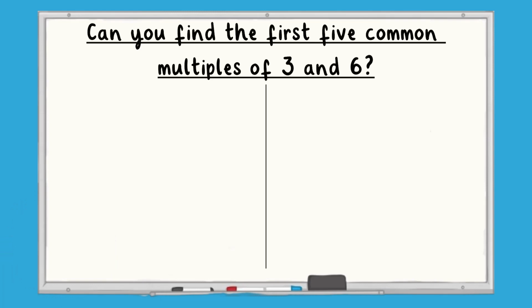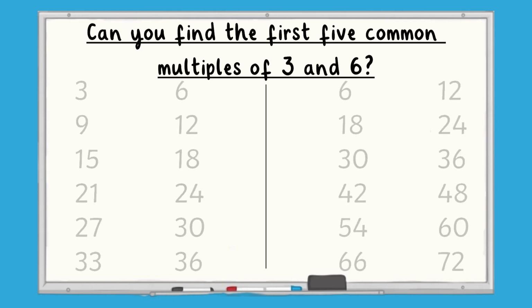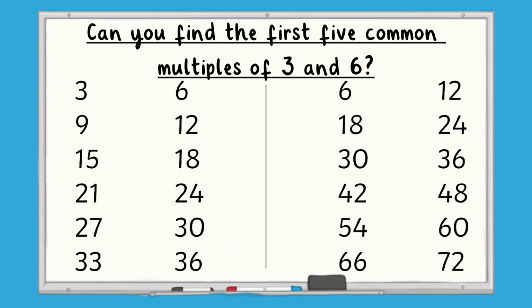Did you come up with some answers? Remember, you can think about the multiples of each number first. Then you can find the numbers that appear as multiples of each. The first 5 common multiples of 3 and 6 are 6, 12, 18, 24 and 30.